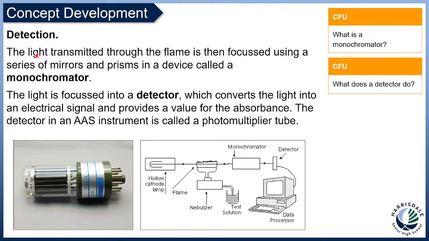Let's just read what this says. The light transmitted through the flame is then focused using a series of mirrors and prisms in this monochromator, and then is sort of refined and thinned out so that you have a nice, easy to detect ray of light. The light is focused into the detector, which converts the light into an electrical signal. Very nice. And then that detector will just tell the computer how much light it's detecting, and then it will tell you how much was absorbed.